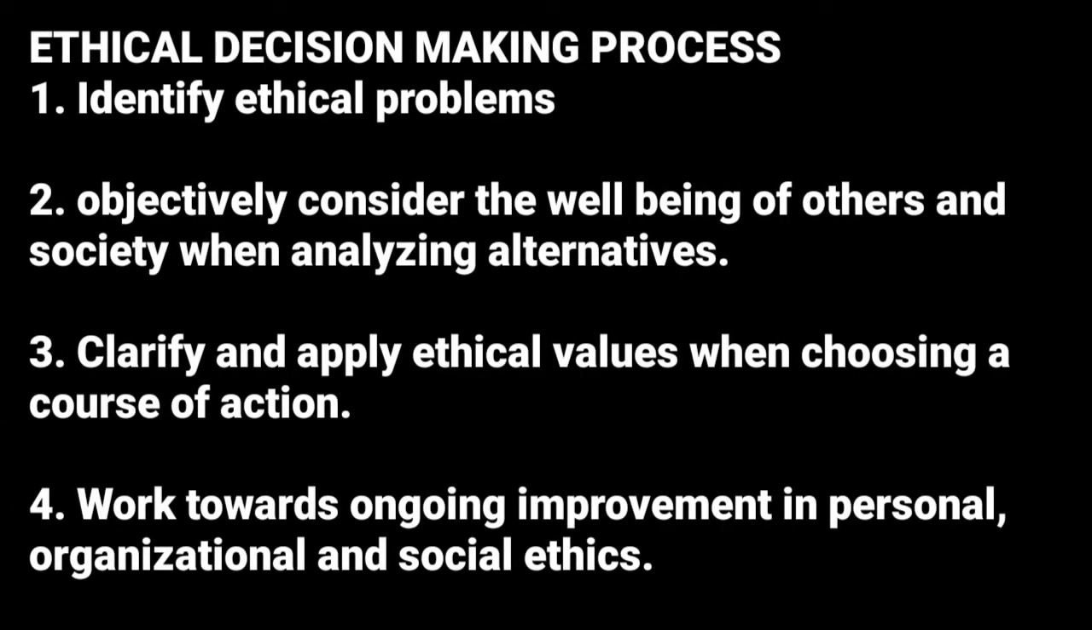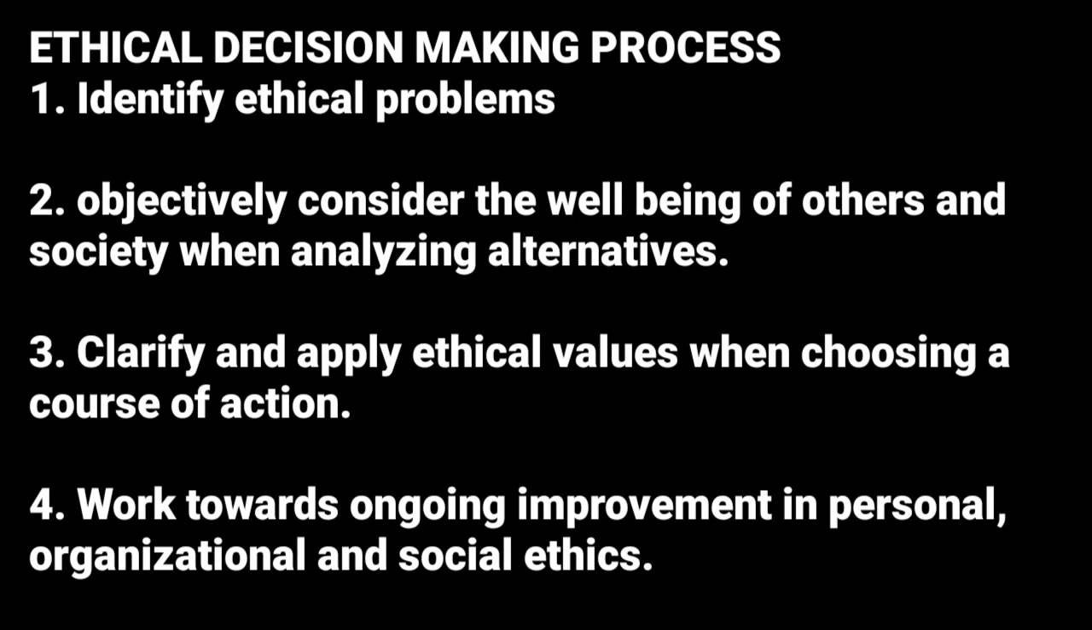Let's look at the process that you're supposed to consider when you're making an ethical decision, the ethical decision making process. The first step is to identify ethical problems, the problems that are being faced. In this topic, we are looking at it from an organization level because it's business ethics. You identify the ethical problems in the organization. After that, you objectively consider the well-being of others and the society while analyzing the alternatives for addressing the ethical problems that you have. As you're choosing, you consider the well-being of others.